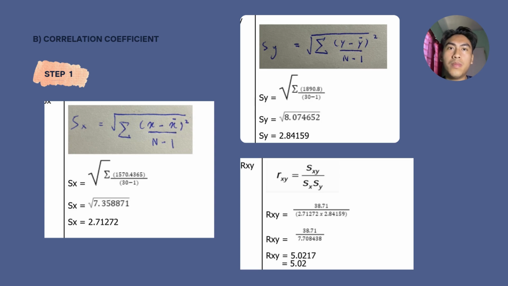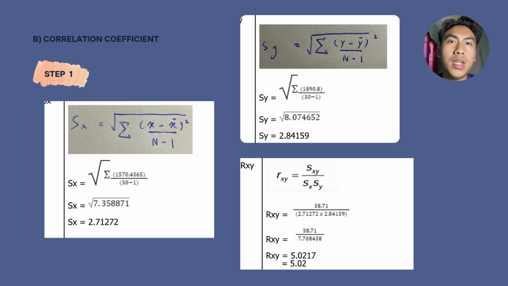Next, find Sy. Square root of the sum 18090.8 divided by 30 minus 1. So we will get the square root of 8.074652. So the answer for Sy is 2.84159.